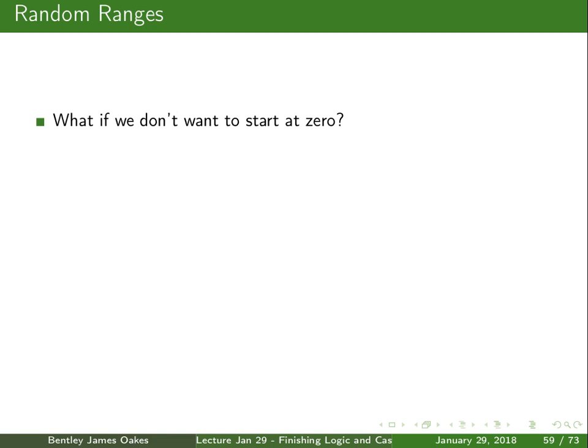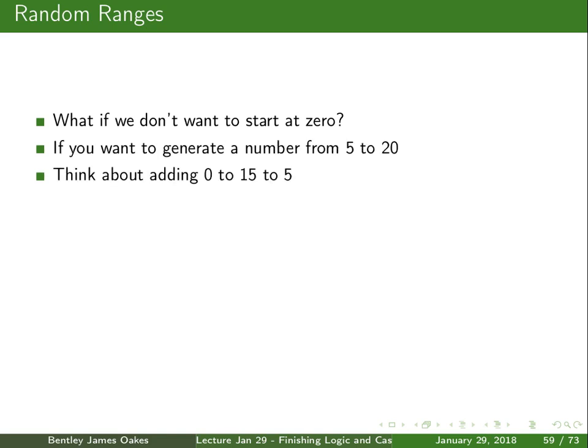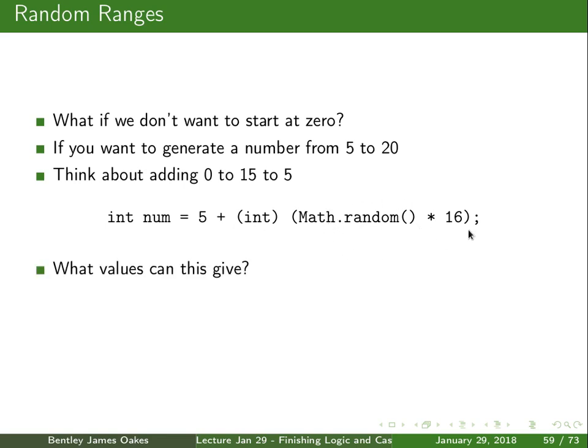I showed you this last time. What if we don't want our value to start at 0? If you want to generate a number from 5 to 20, think about adding 0 to 15 onto a 5. So you might have something like this. You start with your 5, and then you add on your math.random times your 16.